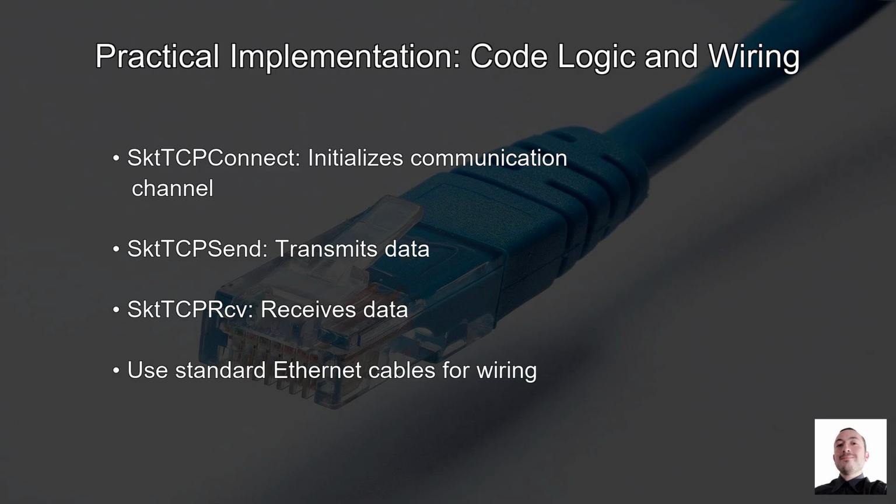For the wiring, ensure both PLCs are connected to the same Ethernet network. There's no need for complex wiring beyond standard Ethernet cables. This setup allows for straightforward data exchange without the overhead of more complex protocols. And here's a pro tip: always verify the IP addresses of both PLCs to ensure they're correctly configured for communication.